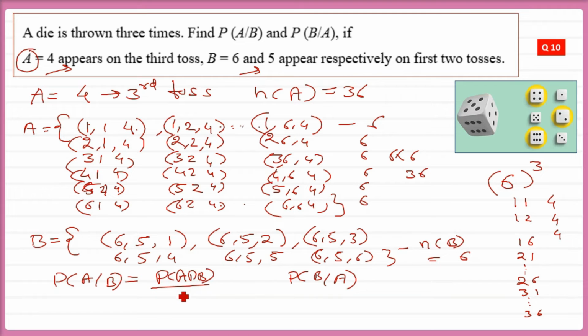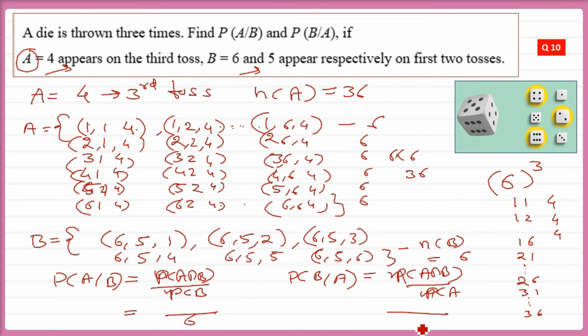For this we need P(A intersection B), and here also we need P(A intersection B) in the numerator. Denominator in the first case will be P(B). Denominator in the second case will be P(A). And just change it with N also. In the next line, just write N because we are dealing with the numbers. We need numbers to find out the probability.